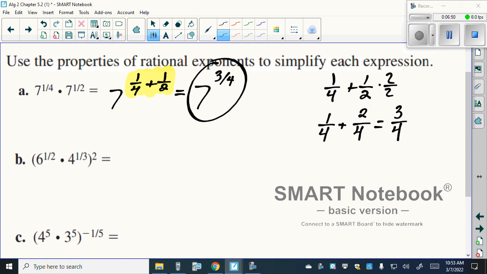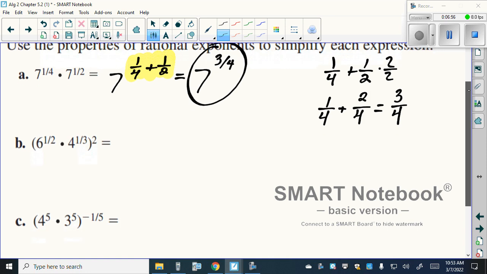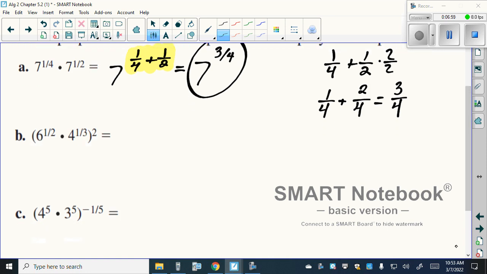Any questions on this here? If there's no questions on that one there, we can look at the next one here. We have 6 to the 1/2 times 4 to the 1/3.